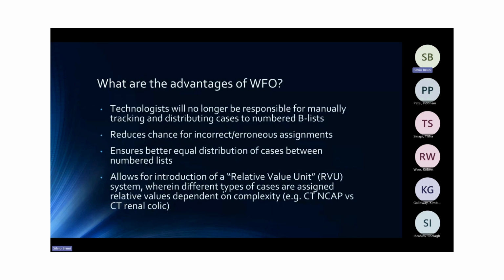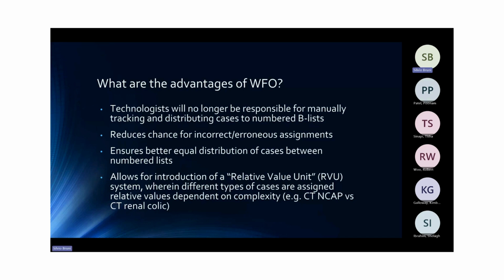So the advantages of this workflow orchestrator, again, first and foremost, automates the distribution of those cases. So no longer are you going to have to distribute these cases to specific numbered B lists. They're just going to be designated as B, and the workflow orchestrator will do all the heavy lifting in terms of sending it to the correct numbered B list.